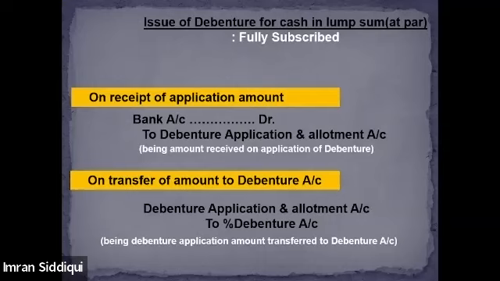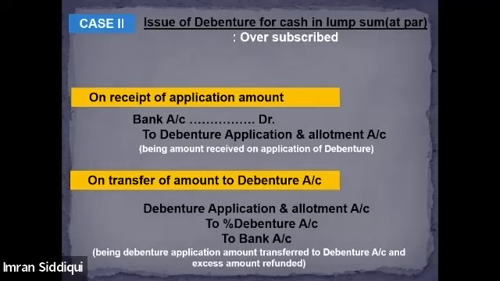So, this here is our issue for cash, and has been fully subscribed. In that situation, the entry will be bank account debit to debenture application allotment, and debenture application allotment to debenture account. So, what about if the debentures are oversubscribed? If the issue of debentures has been on lump sum basis, but it has been oversubscribed, then in that situation, the general entry will be almost the same. Only thing is that the excess application that we have received, we will have to refund the amount in respect of those applications. So there will be an additional entry for that, which will be like this.